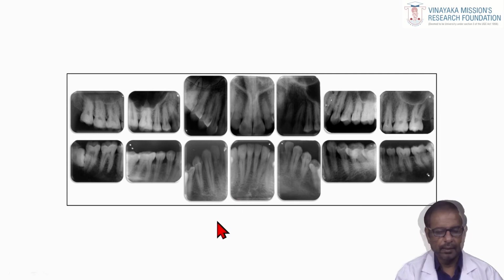Once we know the normal anatomical landmarks of the maxilla and mandible, only then can we differentiate between a lesion and normal anatomy, so we are not confused. It is a valuable diagnostic tool.